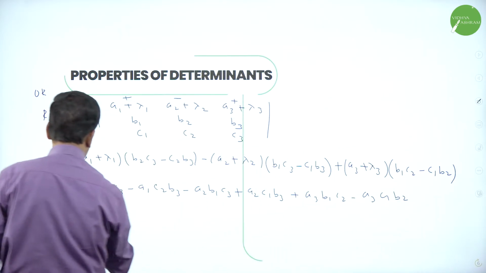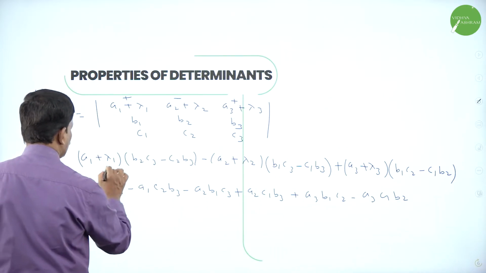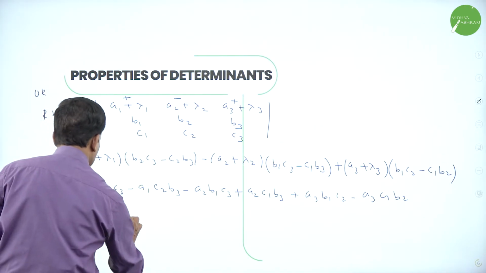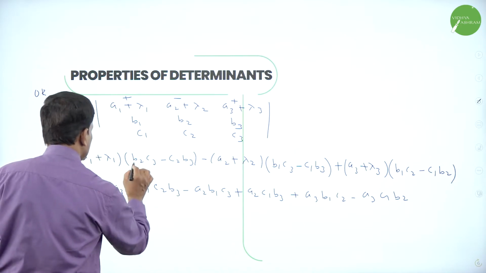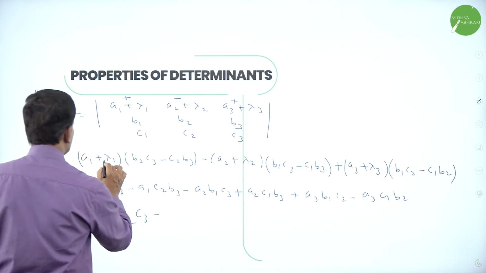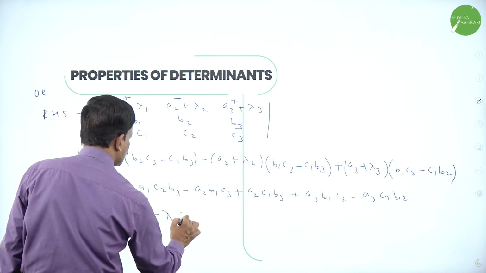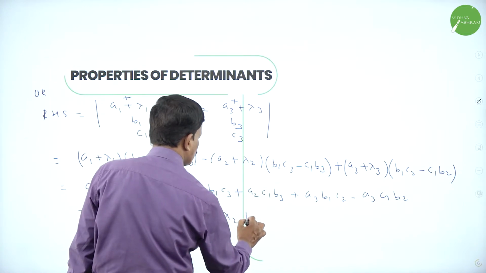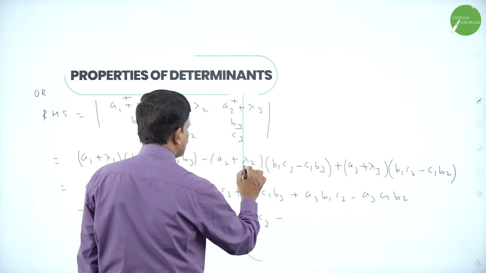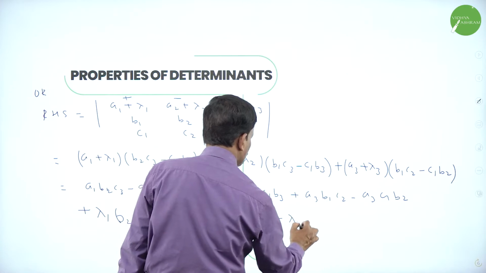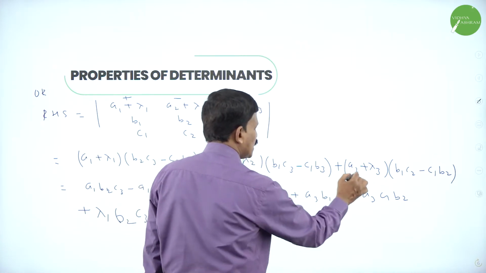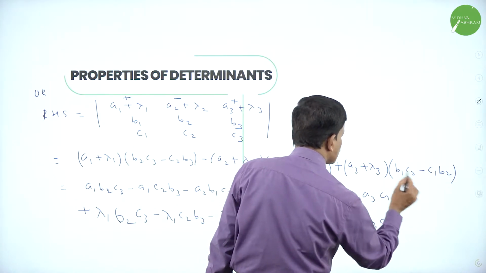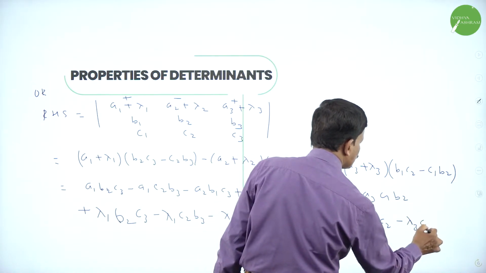Now plus, let us take lambda terms, plus take lambda 1 into this element B2, lambda 1 into B2 C3, plus into minus lambda 1 into C2 B3. Again minus lambda 2 into B1 C3, minus into minus plus lambda 2 into C1 B3. Again plus lambda 3 into B1 C2, minus into plus, it is minus lambda 3 into C1 B2.